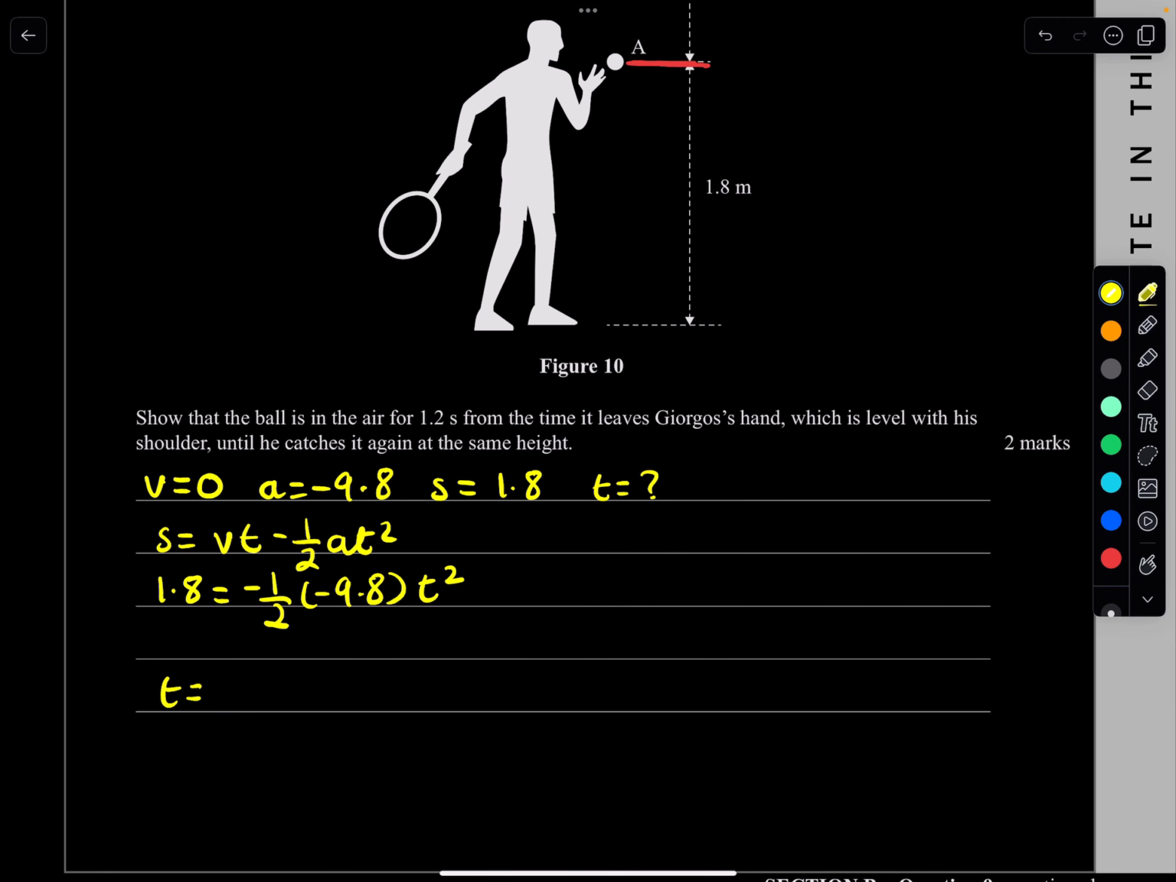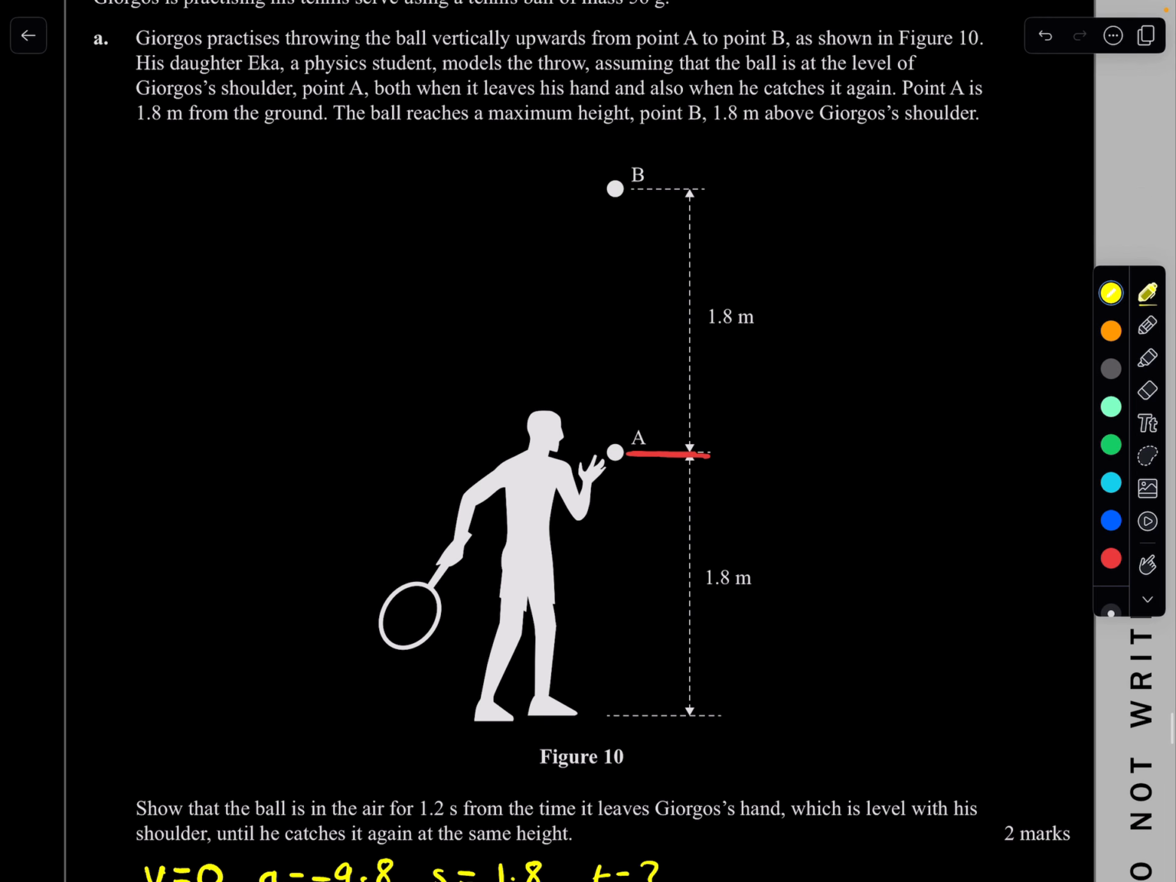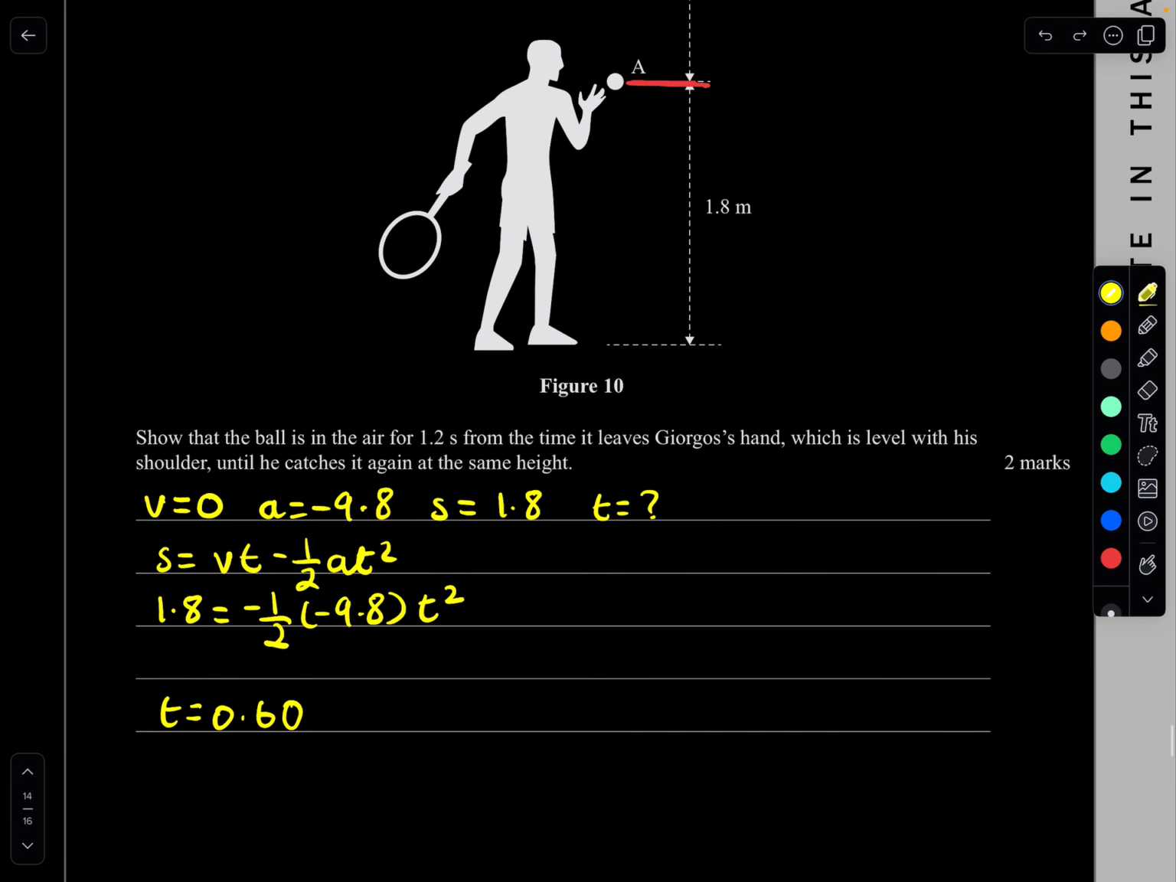Basically, T is what? 1.8 divided by 0.5 times 9.8, and then you take the square root of that. That's going to be 0.60 or 0.61 in this case. I'm just going to say 0.60, and that's how long it takes to go from here to B. And of course we double it because that's how long it takes to go back down. So hence your time is basically 1.2. Easy.